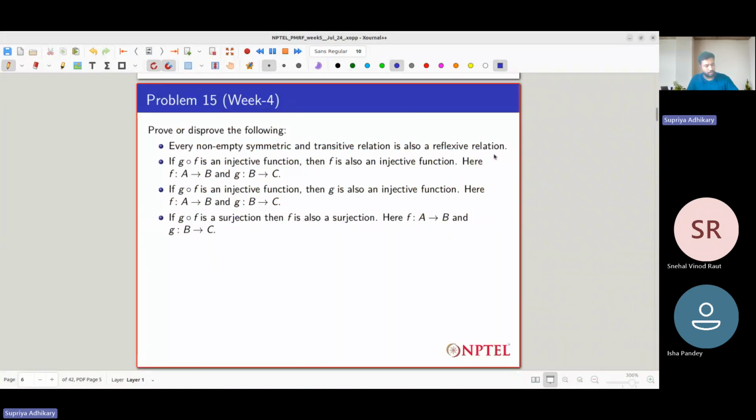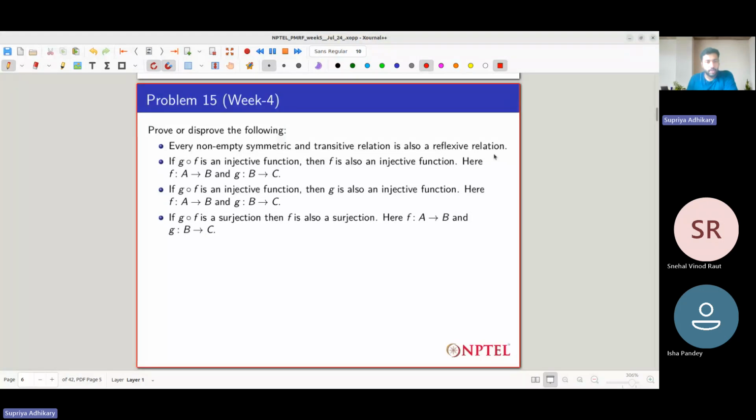Now, last week we had also skipped, I forgot to include the proof of these statements also. So I will put this here and then we will move to today's assignment.